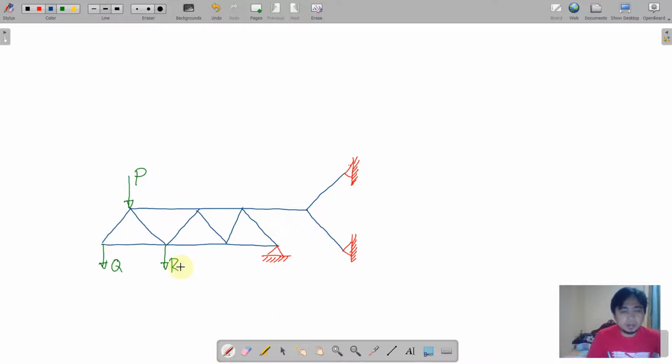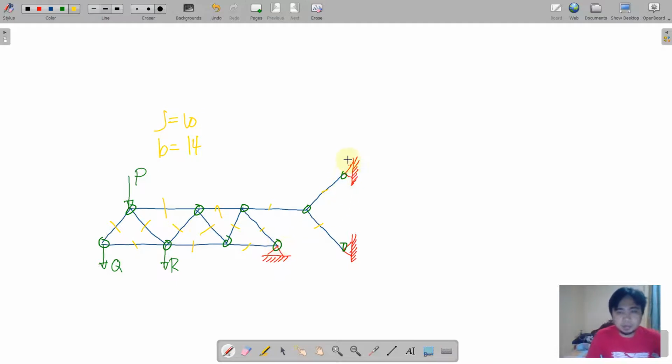we have here another complex truss. Just the same, we're gonna count the members: 1, 2, 3, 4, 5, 6, 7, 8, 9, 10, 11, 12, 13, 14. So there are 14 bars. And as to the number of joints, we have 1, 2, 3, 4, 5, 6, 7, 8, 9, 10. So there are 10 joints here.